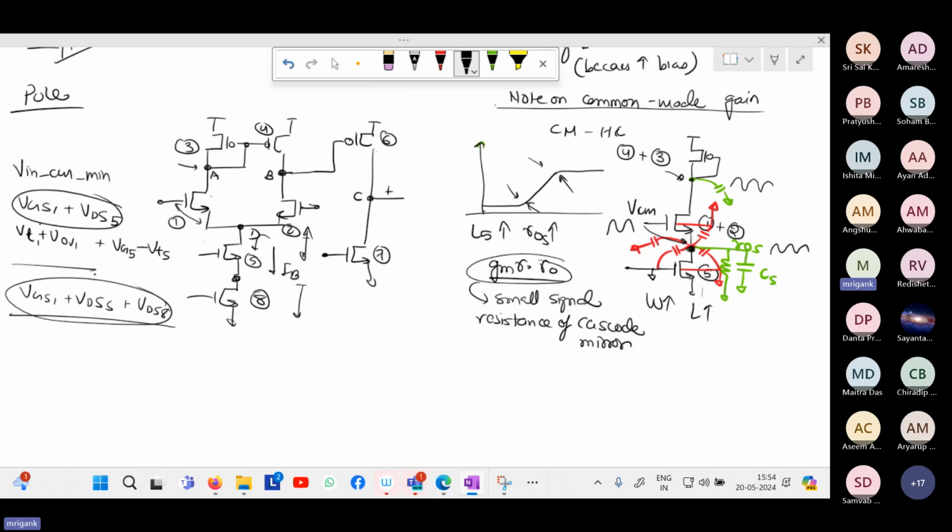Are you getting the question? In the previous exercise, what did I tell you? I told you to bias the input devices with some DC voltage, 0.5 volt, which is close to VDD by 2, and then apply some small signal AC. If you are worried about only the small signal AC, then why are we so concerned with the common mode range? Input common mode range. Yes, anyone? No one.